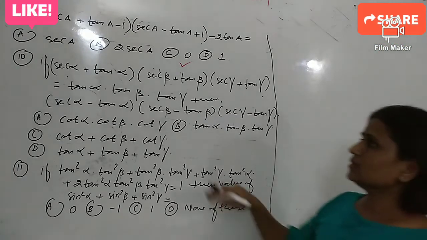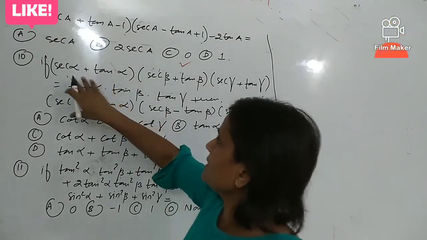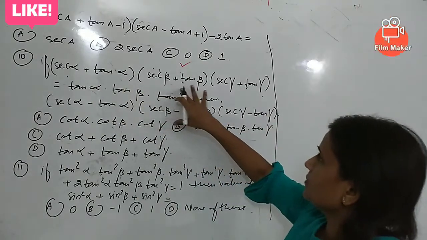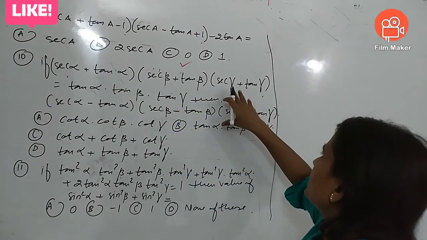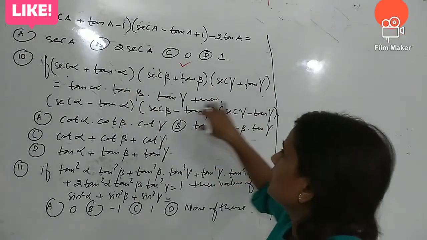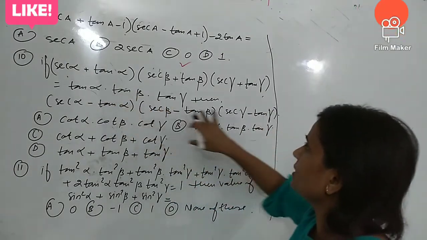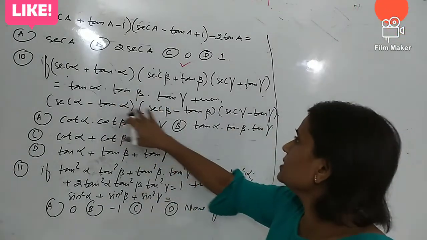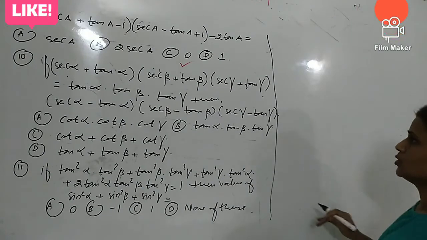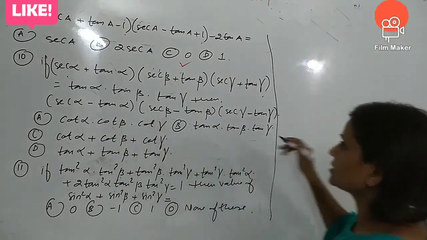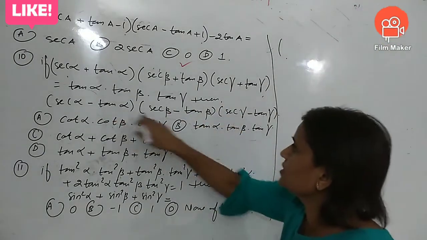Next question: this value is given, that (sec alpha plus tan alpha) into (sec beta plus tan beta) into (sec gamma plus tan gamma) is equal to tan alpha into tan beta into tan gamma. Then what is the value of this expression? Okay, so we have to find out the value of this expression. So start from this expression.